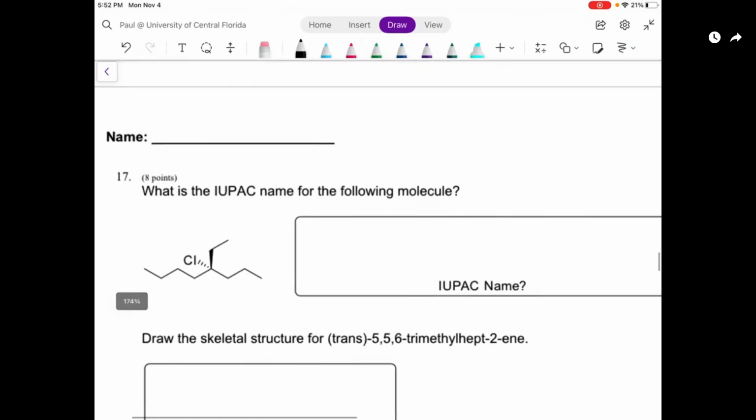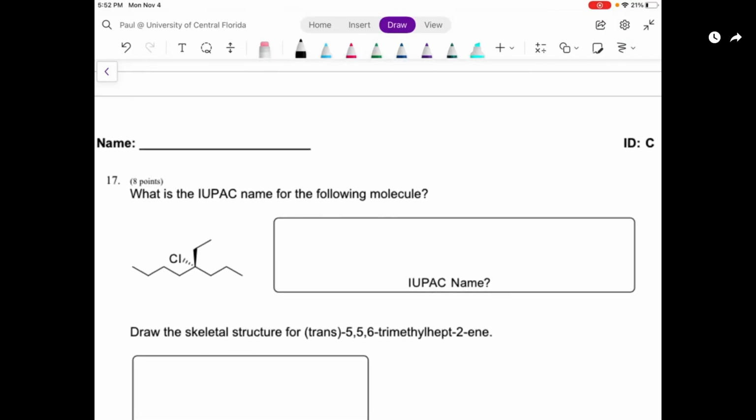Okay, question 17. So the correct answer would be 4R. We have a stereo center here.